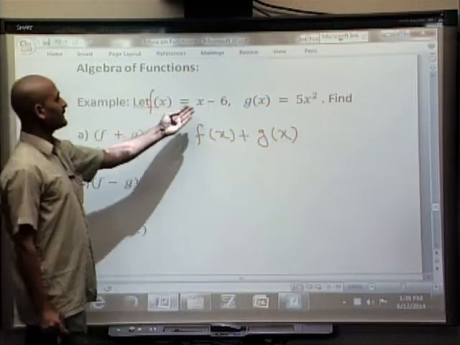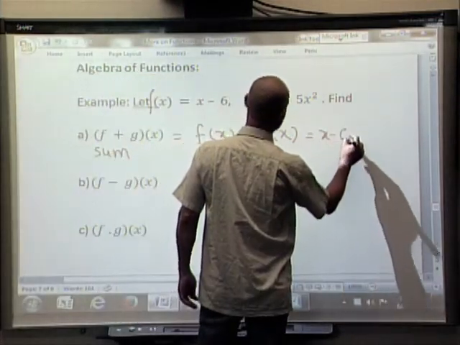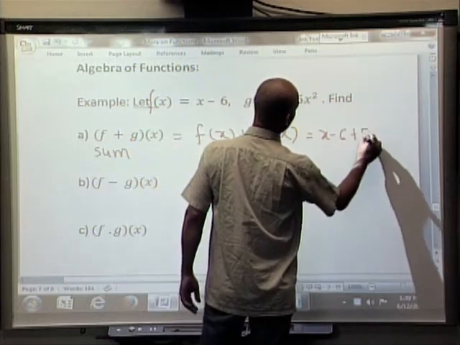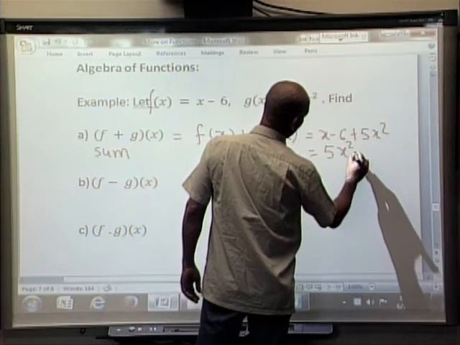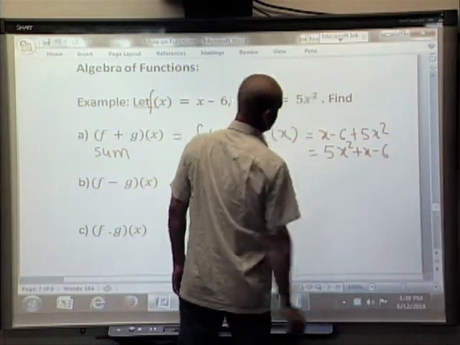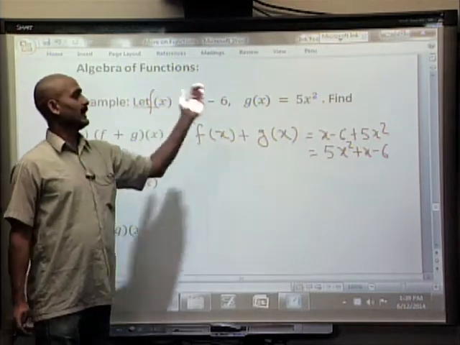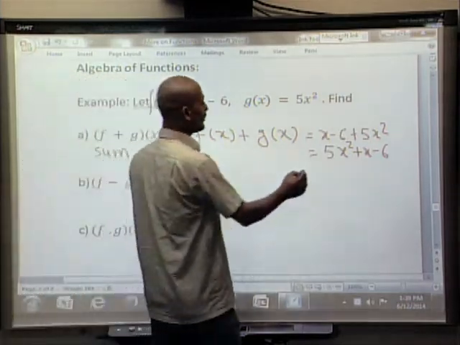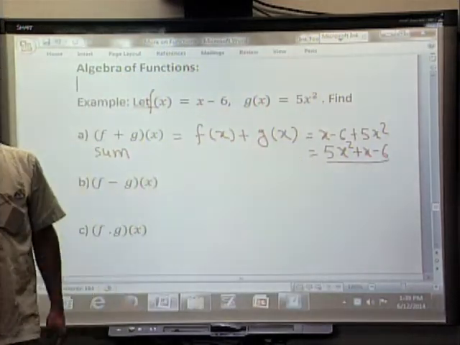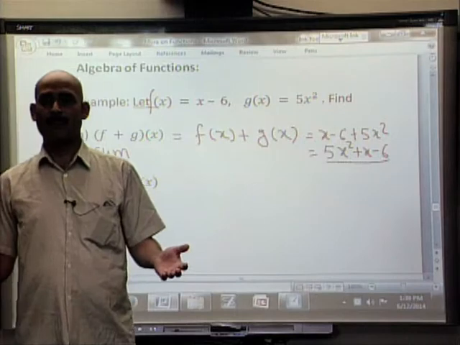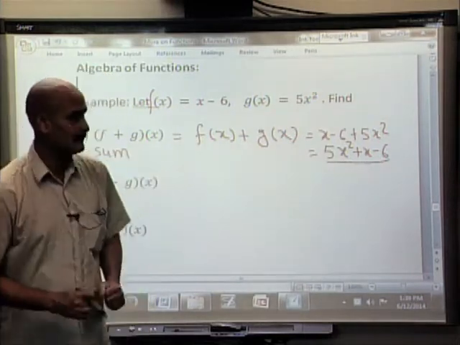So if f of x is x minus 6, this new function will be x minus 6 plus g of x, which is 5x squared. So if I rearrange it, it will be 5x squared plus x minus 6. So I added the two given functions f of x and g of x to get a new function, which is 5x squared plus x minus 6. Very simple. Adding two functions means basically add their formulas.